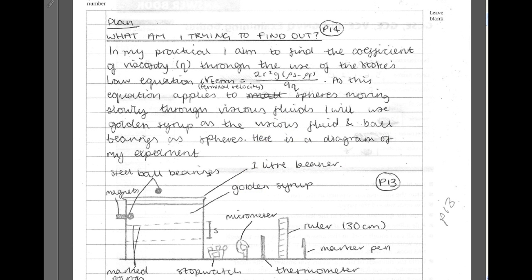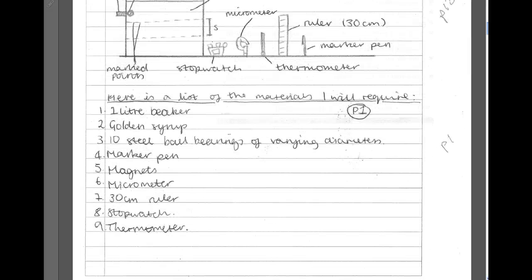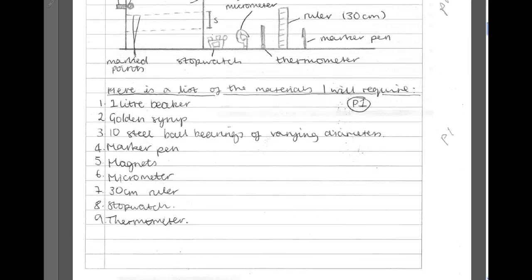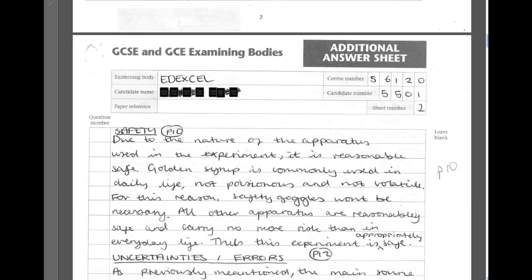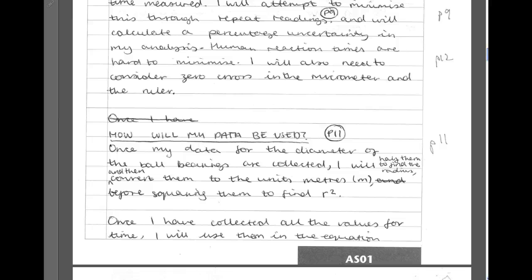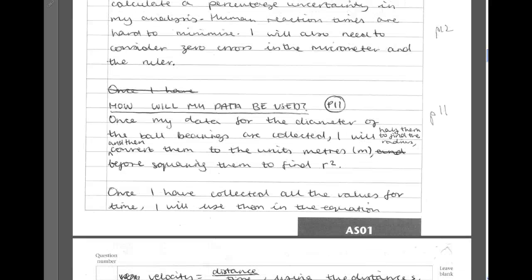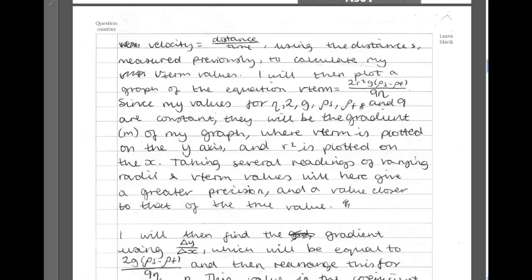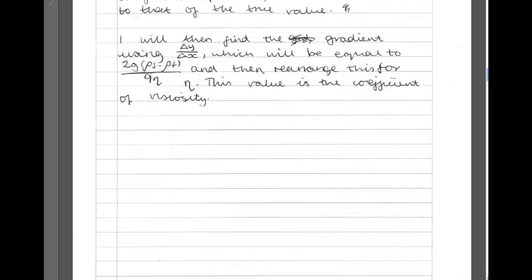If we quickly go through the plan, we can see then that the student has added in other criteria marks all the way through, and the examiner has marked on the right hand side where he or she thinks those marks have been awarded, and so on.